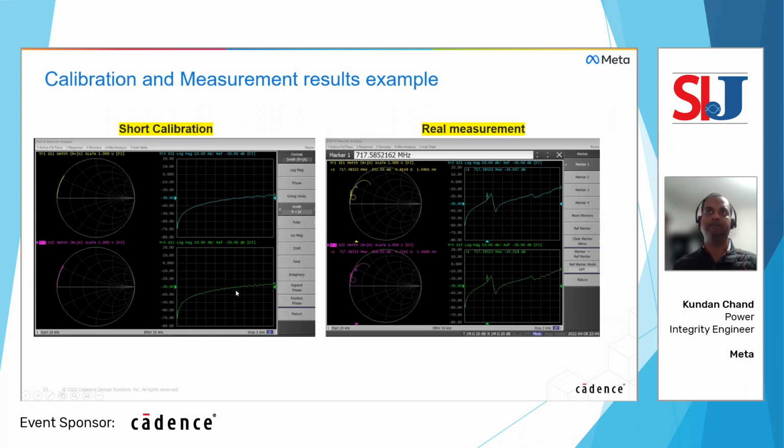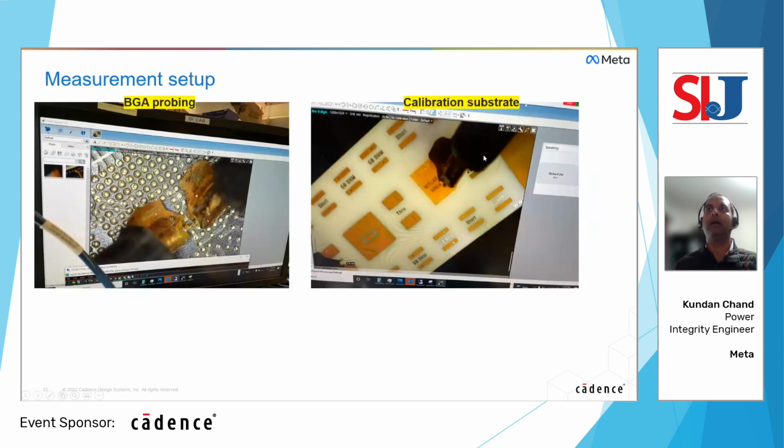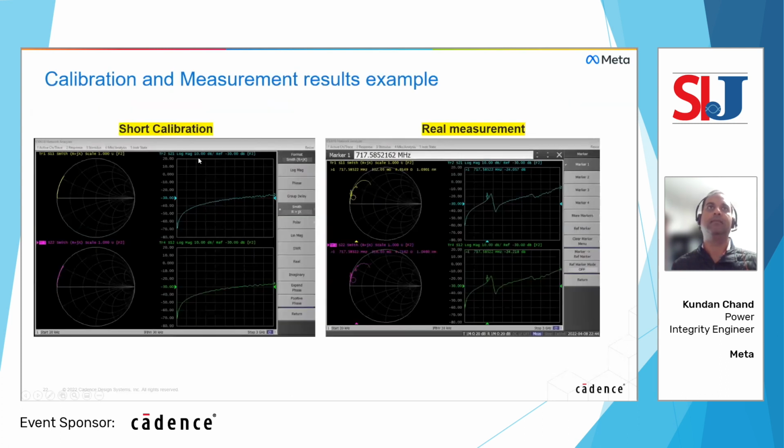And sometimes the probe position matters a lot, where sometimes only the signal probe is touching the pad and not the ground, and vice versa. So we had to do a little bit of work to rotate the probe and make sure both the signal and ground pins are touching the pad at the same time, so that we have no errors in the measurement. And looking at the Smith chart and adjusting the probes definitely helped us to achieve that.